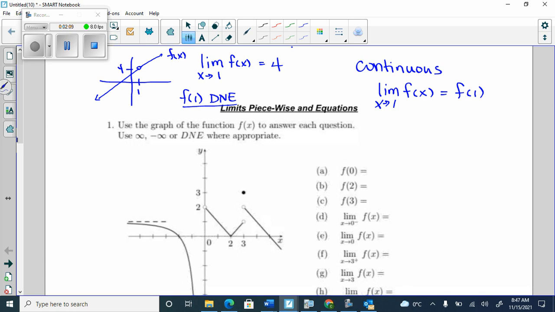What does that mean? Well, the limit as x approaches 1 is what it's approaching from the left and the right. If what it's approaching from the left and the right is the same as what it is, it would just keep going, right? So an example, if I filled this in, say it wasn't an open dot now. We agree? From the left it's approaching 4. From the right it's approaching 4. So the limit as x approaches 1 of f of x is 4.